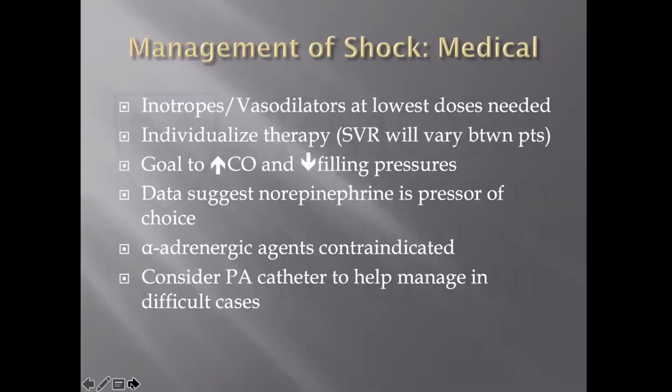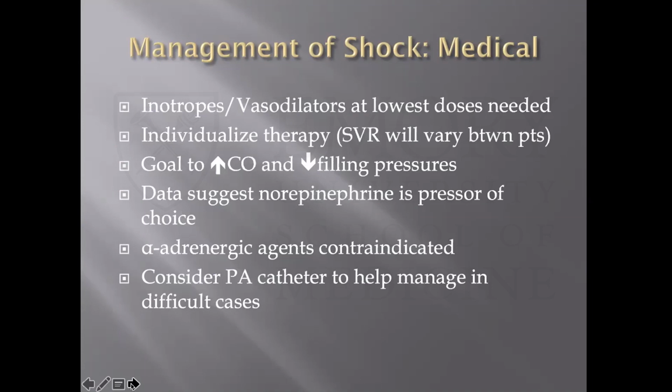How do we treat these patients? Medical treatment is the hallmark of an early intervention. You want to use the proper medicine at the lowest dose needed. Patients who are very sick, placing a PA catheter can help you in terms of looking at some of the data with wedge pressure and outputs and titrating to specific filling pressures.